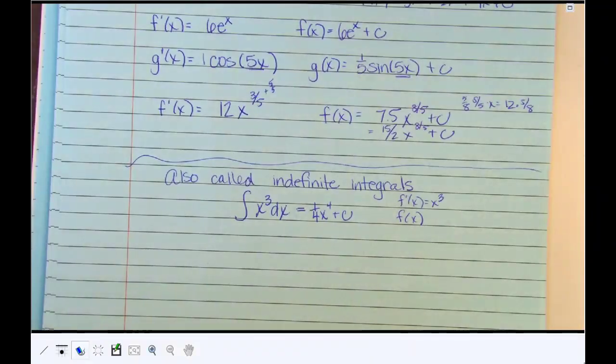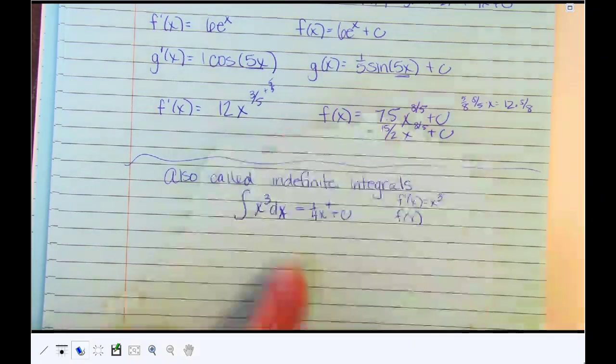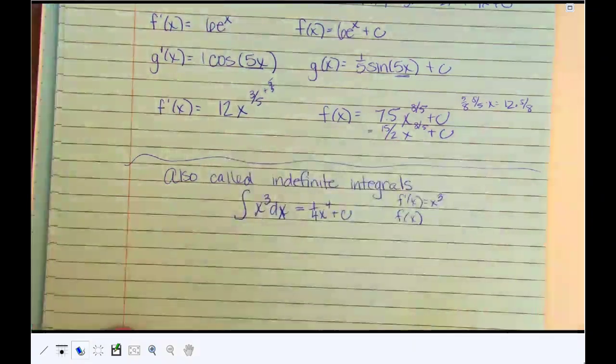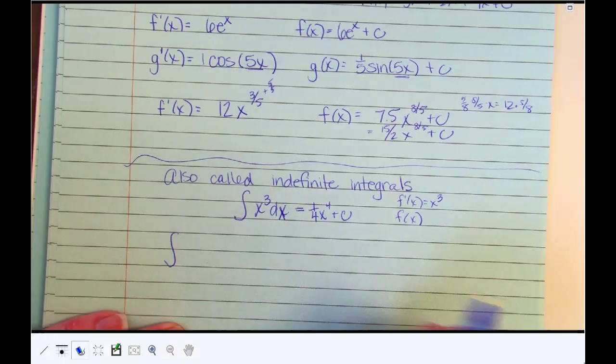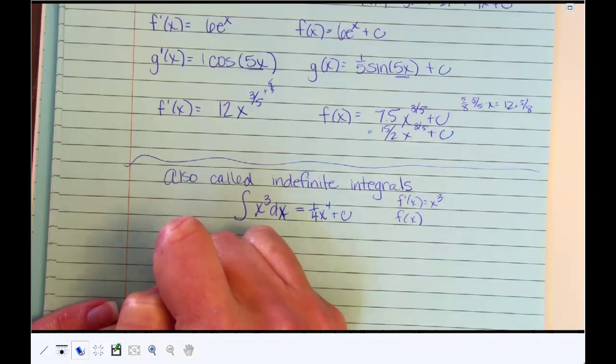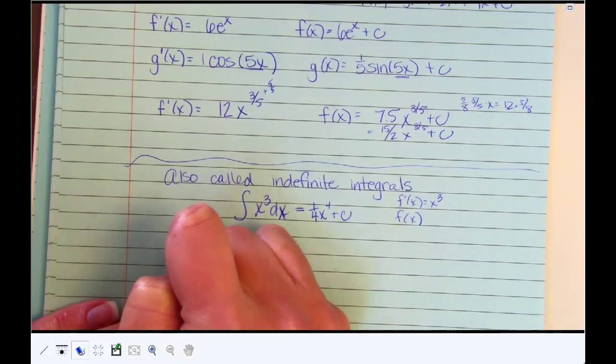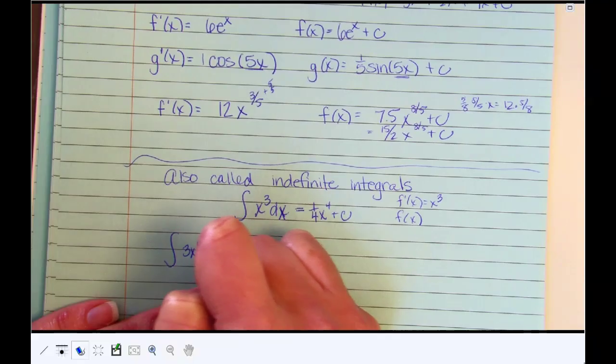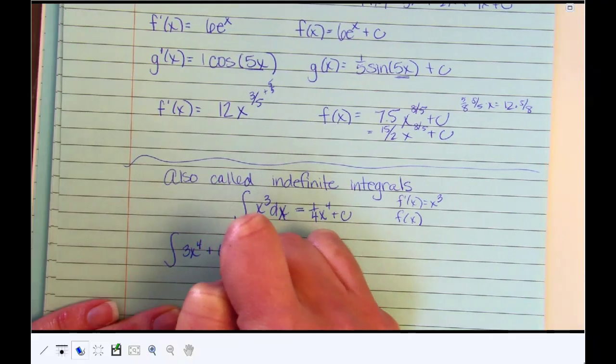What is that thing by the D right there? This is a dx. Because it's an integral, it just has the S. It literally doesn't change anything. Let's do this one: the integral of 3x to the 4th plus 6x minus 2 dx.